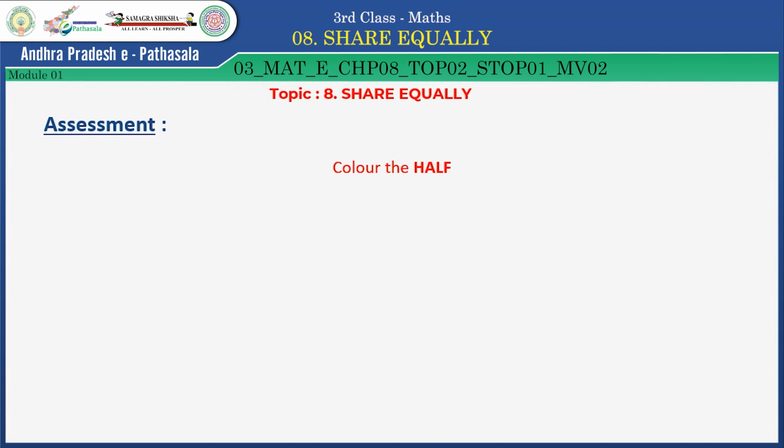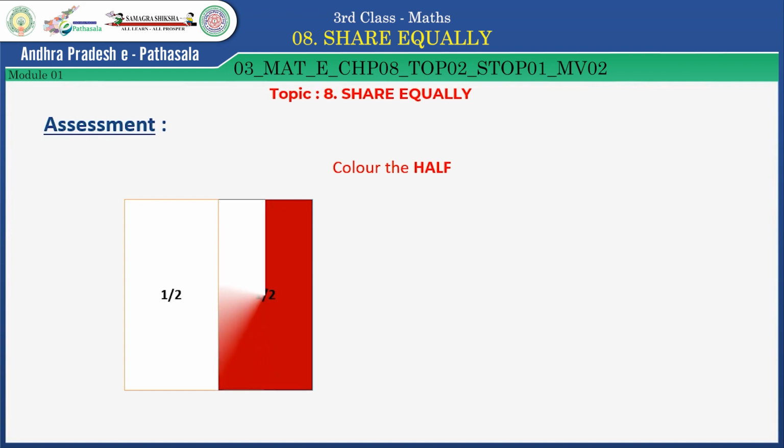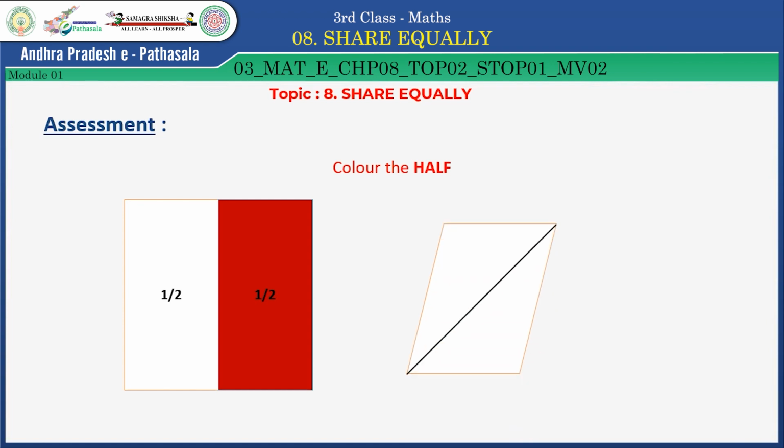Color the half of the pot. Observe the picture. Now we color the half of the pot. Yes, that's correct. Half of the part is shaded. Observe the second picture. Split into two parts. Yes, now color the half of the part. Yes, that's correct. Good.